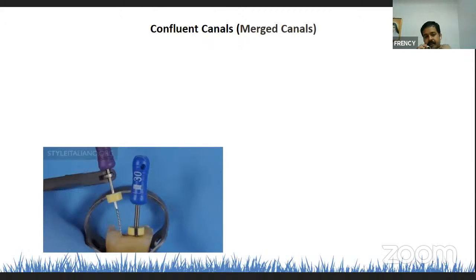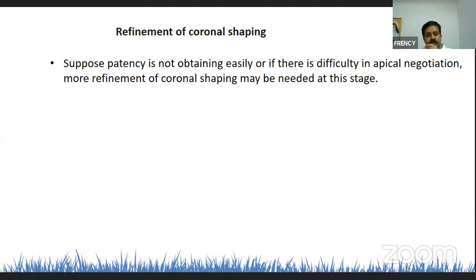Or else, try to insert the master apical file. Suppose you have prepared the mesiolingual canal to 4% 30. Insert a 4% 30 file inside the mesiolingual canal, then insert the 10 file into the mesiobuccal canal and re-evaluate the apex locator value. If you are getting an apex locator value short in the mesiobuccal canal, it may be a merging canal and you will get the point of merging. So once you achieve this super patency, you have to refine the coronal shaping.